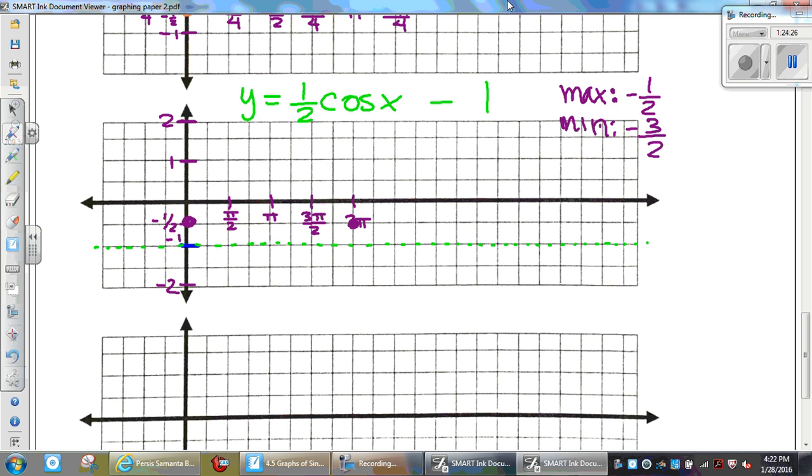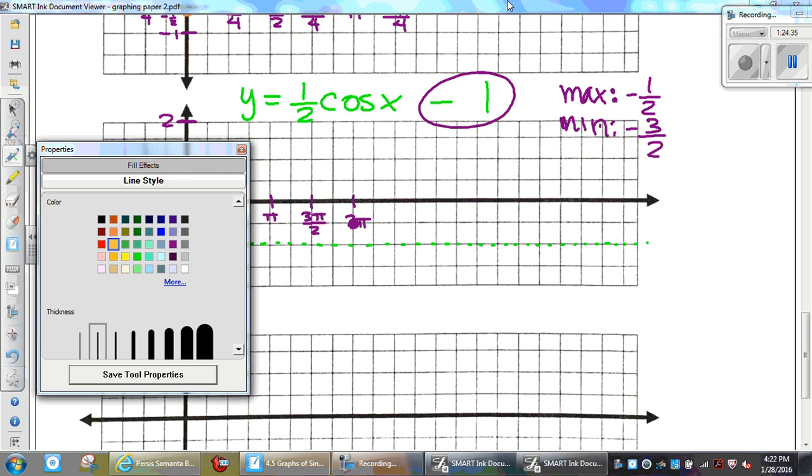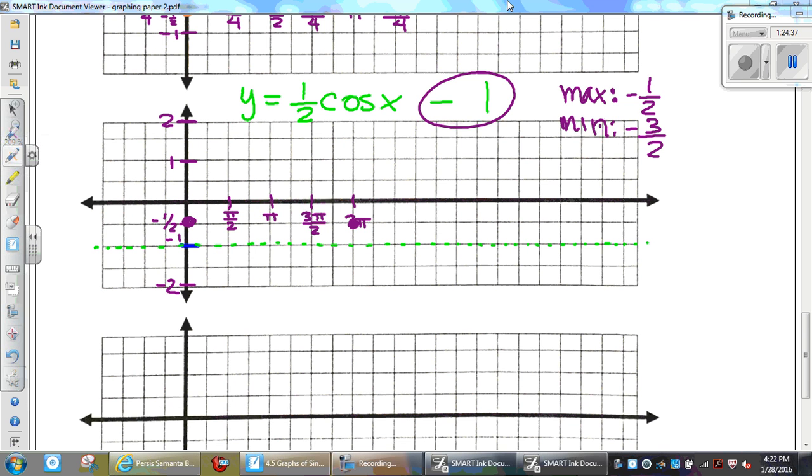And all of that is because of this vertical shift. Going back, now let's find the minimum value. It's going to be right in between the two maximums, and that will be at pi. The y value will be -3/2, and that will be here.